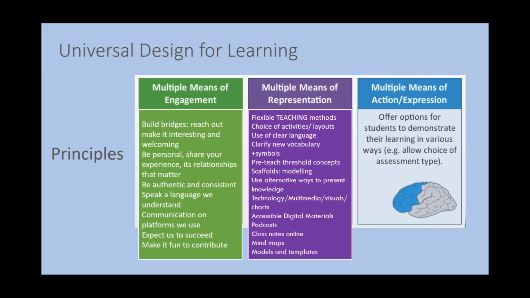For multiple means of representation, the key things we can draw from that are flexible teaching methods, the importance of choice, the combination of vocabulary and symbols to aid comprehension, the use and embeddedness of technology and digital aids, the employment of visuals, notes being made available to the students prior to the lesson as a pre-teaching exercise, and mind maps.